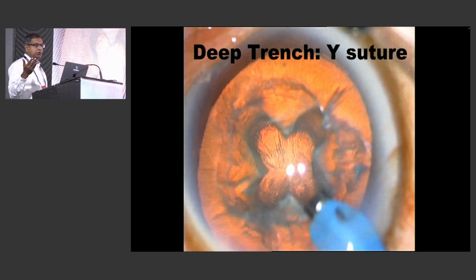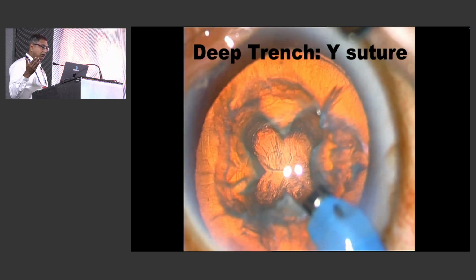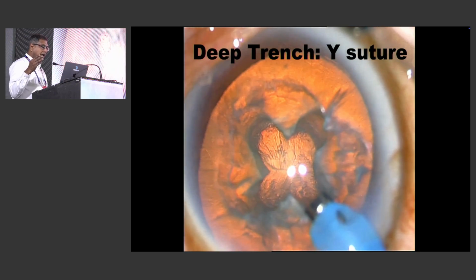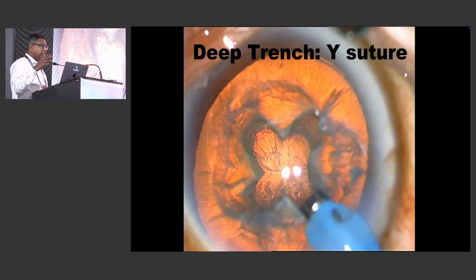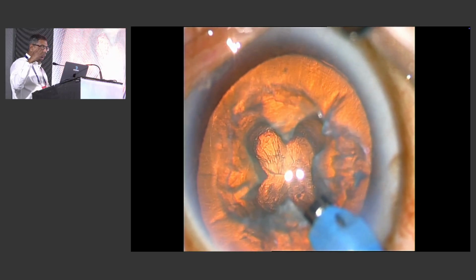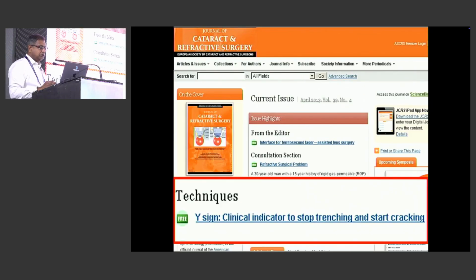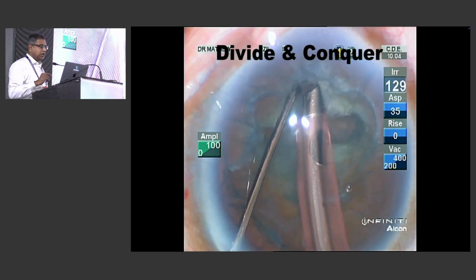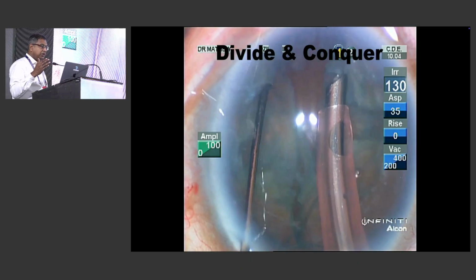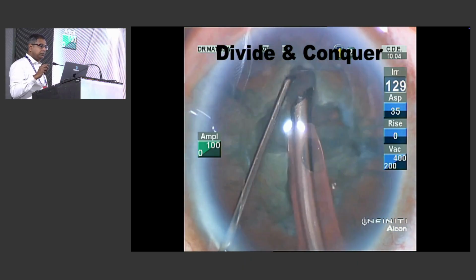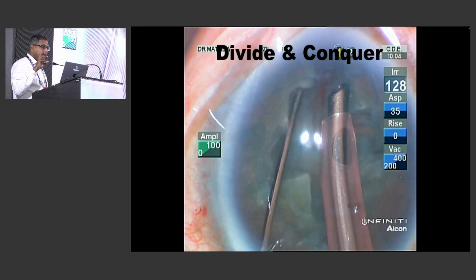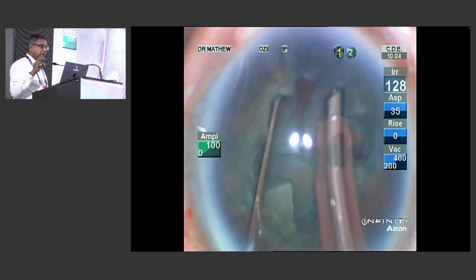Then you will be able to see the Y suture on the floor of the trench. This is a biological imperative: all lamellar nuclei have this Y suture at the posterior plate. This was published in 2013 as the Y sign, the clinical indicator to stop trenching and start cracking. Once you have reached this, there is not enough thickness at the posterior plate to hold and do a chopping. You only have to do a divide and conquer.